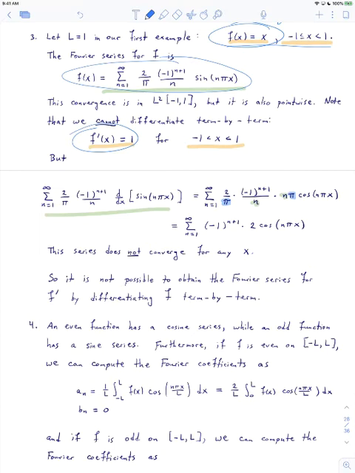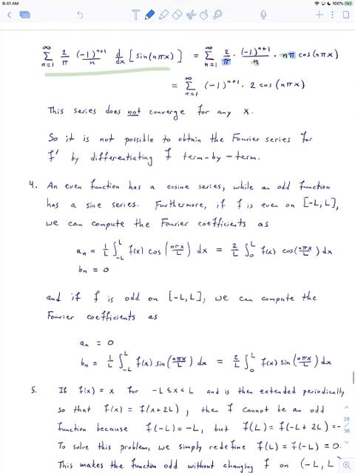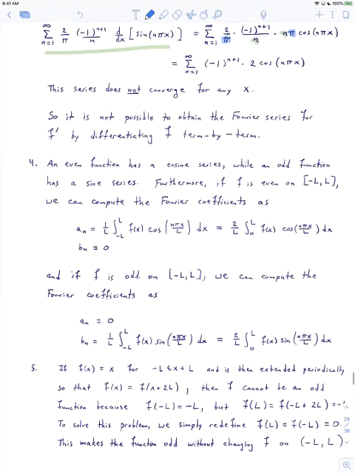So remark number 4, I've also mentioned already. For 4, an even function has a cosine series, and an odd function has a sine series. Furthermore, if f is even, we can compute the Fourier coefficients using these formulas here. So if f is even, then the bn's will all be 0, because with bn you're integrating the even function f against sine. But sine is an odd function, so even function times an odd function is an odd function. If you integrate an odd function over a symmetric interval, you get 0.